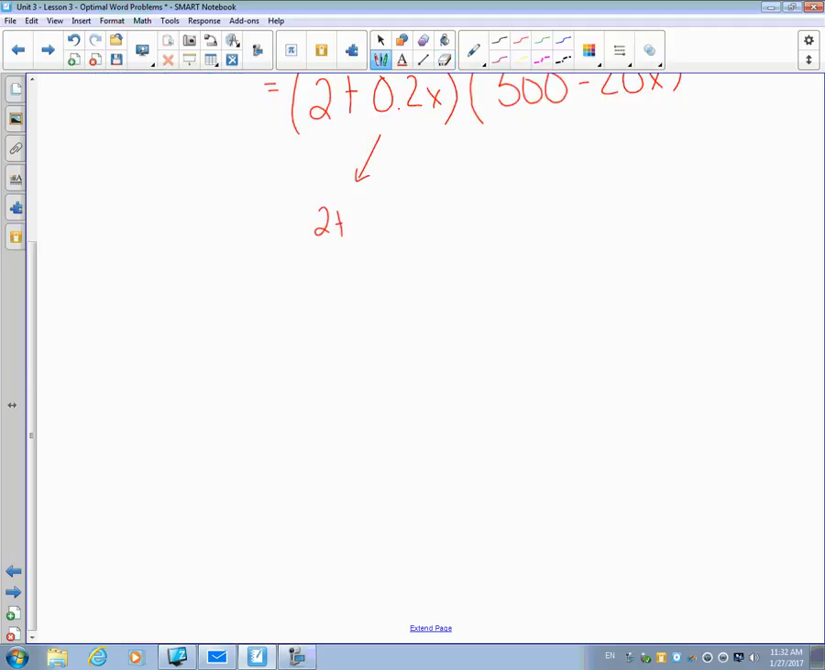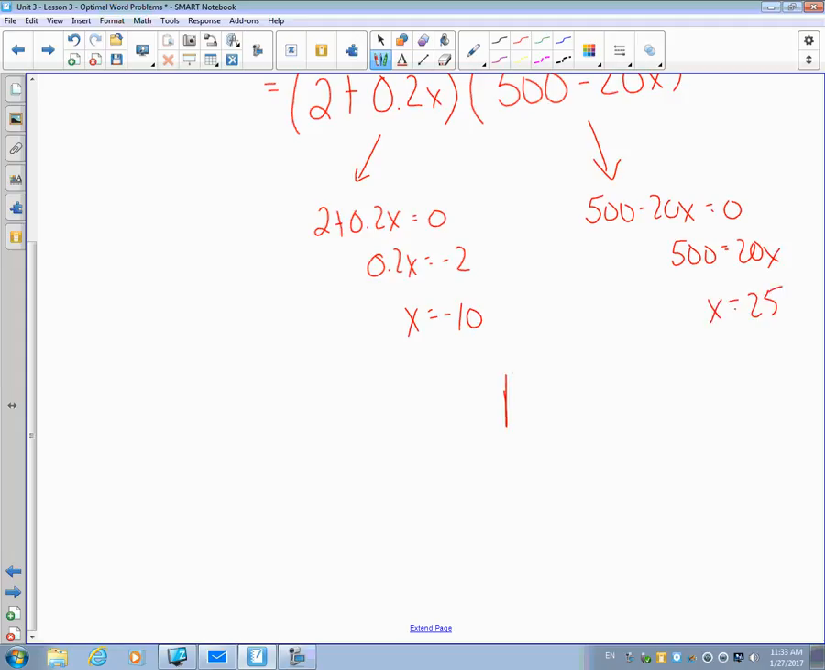So I can't see, so I solve. 0.2x equals negative 2, x equals negative 10. 500 minus 20x equals 0. I can't see, so I solve. 500 is 20x. X is 25. Axis of symmetry: x equals negative 10 plus 25 over 2, which is 15 over 2, which is 7.5. So I'm going to produce the best price when I change it 7.5 times. Remember, X is your changes.